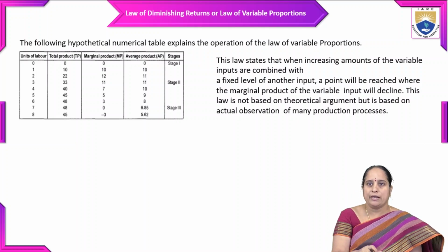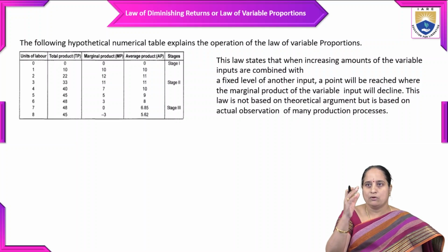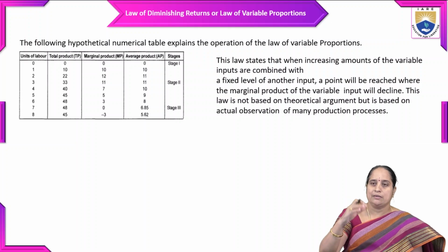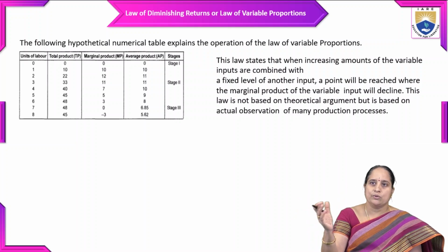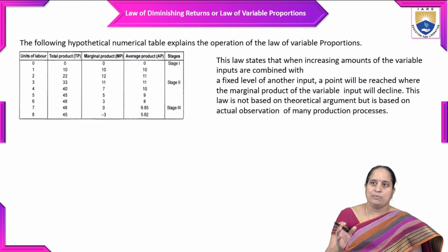But if you add one more unit, 1 plus 1, 2, then the total product will be 22. Marginal product is the difference between the present and the previous, 22 minus 10, you will get 12 units, and the average product is 22 by 2, which is 11. So if you observe all three stages, initially there is an increase in the total production, but thereafter, if you observe the second and third stages, overall growth will decline.